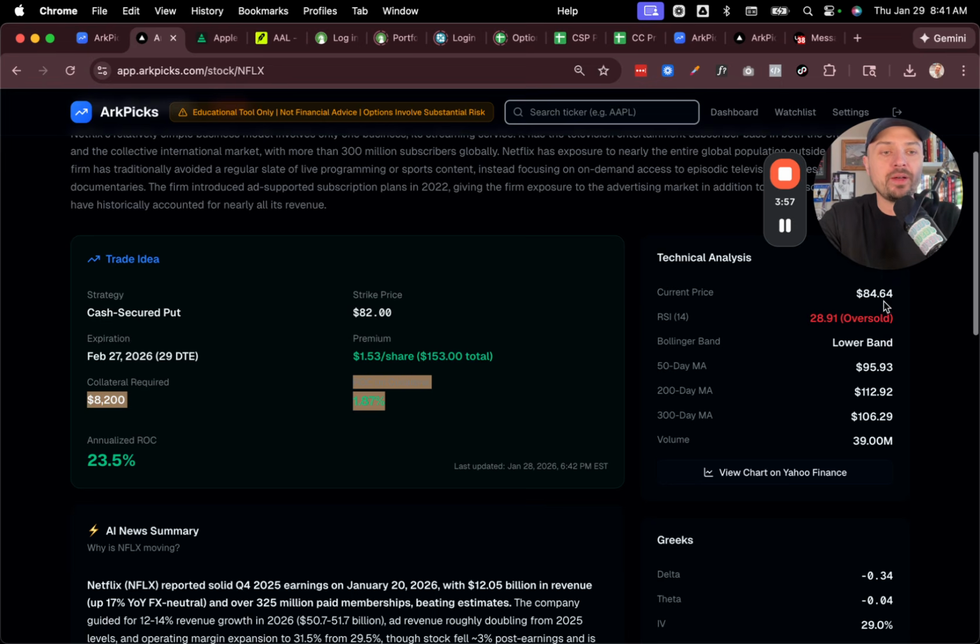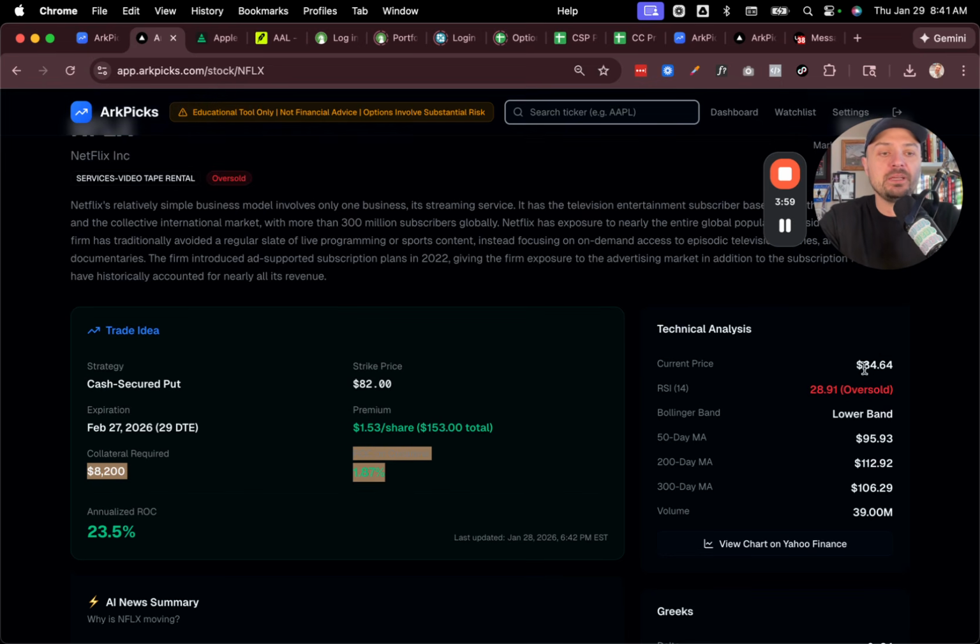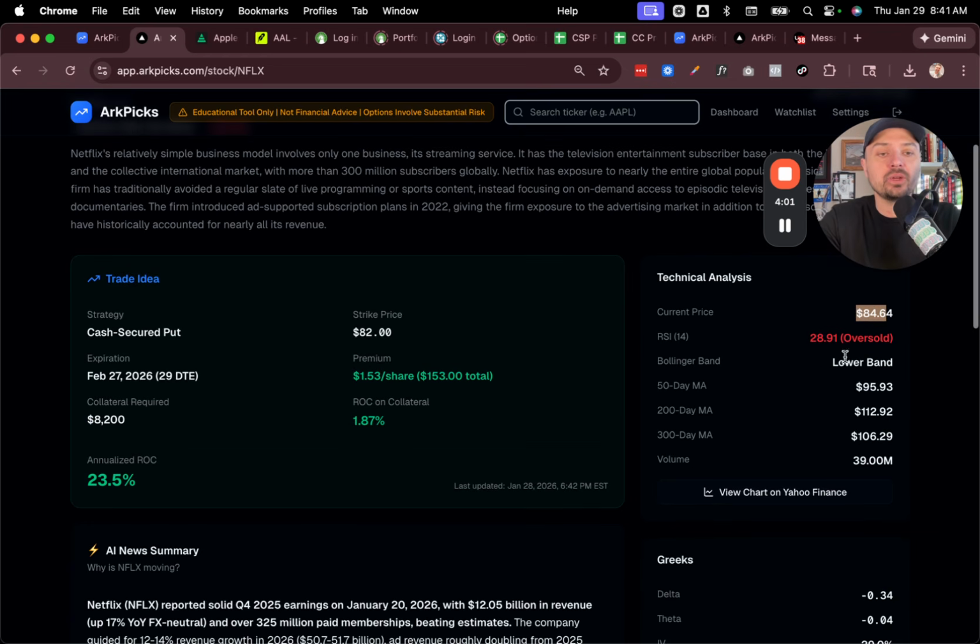And then we also have our technicals here as well. And this is a key part of this, right? Obviously, currently trading around $84, oversold heavily on the RSI. We're all trading towards the lower Bollinger Band, which is a good sign. And we are below all of our key moving averages.